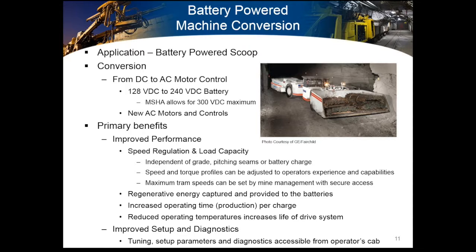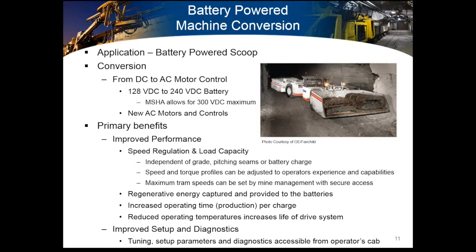What did we see with this conversion? Well, first, much improved overall performance. Speed regulation and load capacity were directly impacted. With an AC drive, we were able to hold a constant speed regardless of the grade and pitch, whether we were going down a hill or up a hill. And if we were going down a hill, the battery is able to be recharged from the regeneration from the AC motor. Our speed and torque profiles could be adjusted easily by the operator.